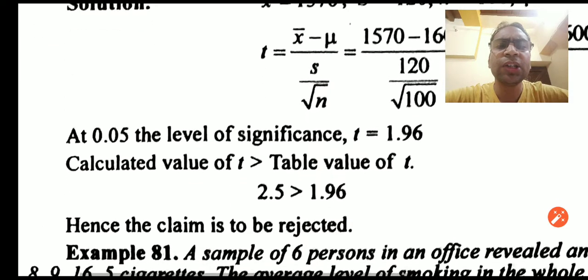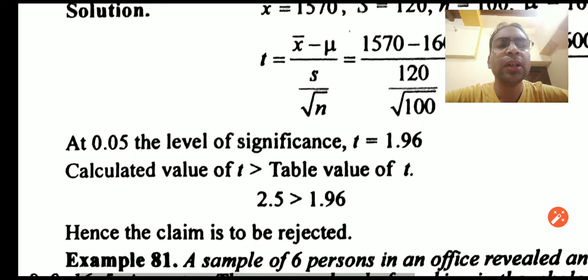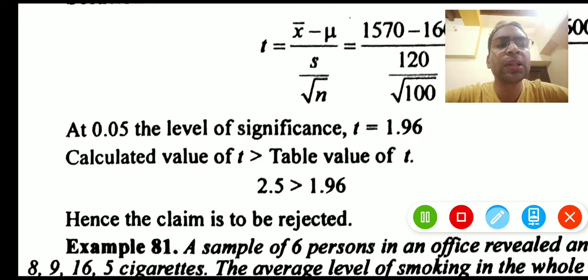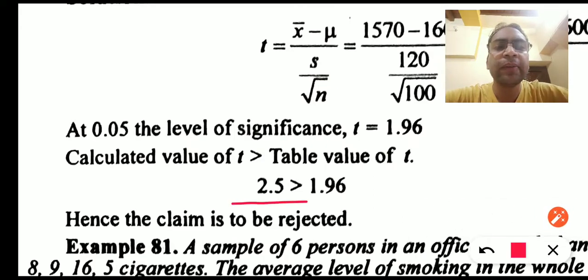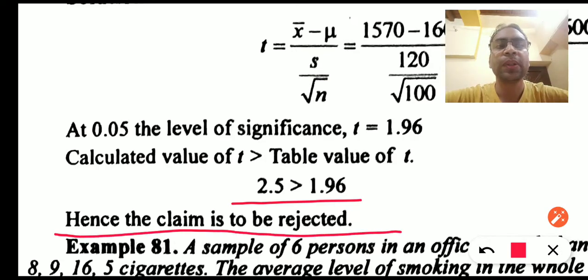In many questions it will be given. So now just comparing this standard value and our calculated value. This is the first time we have got the calculated value greater than the standard value. So in that case we will reject the hypothesis. So simply the claim is to be rejected. The hypothesis was rejected.